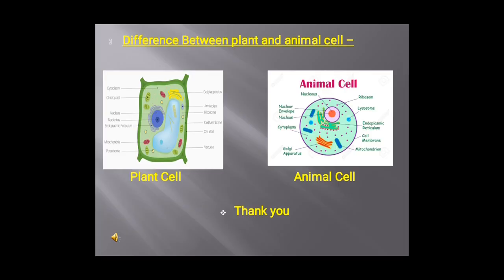Plant cells can absorb more liquid. Animal cells absorb less liquid. Plant cells create food by photosynthesis. Animal cells can't create food. So, this is all about the cell.